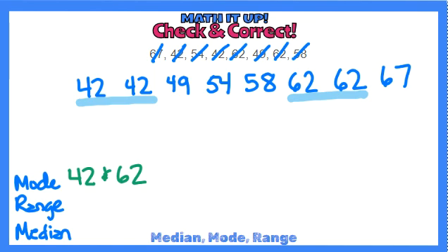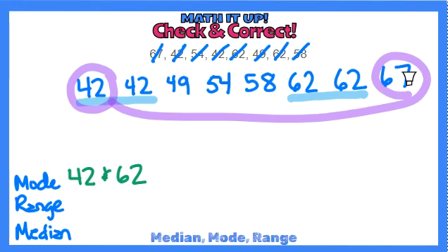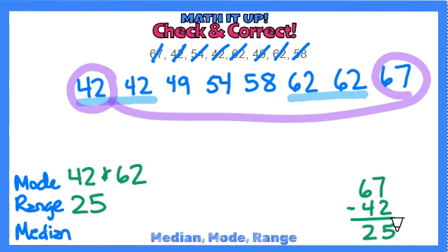All right, range. Let's go ahead and find our range. This time we're going from a 42 to a 67. And we know that we have to find the difference between those two numbers. So I have 67 minus a 42. And you're welcome to use a calculator for this. But this is pretty simple. So we're just going to check our math, and our range, the difference between these two numbers is 25.